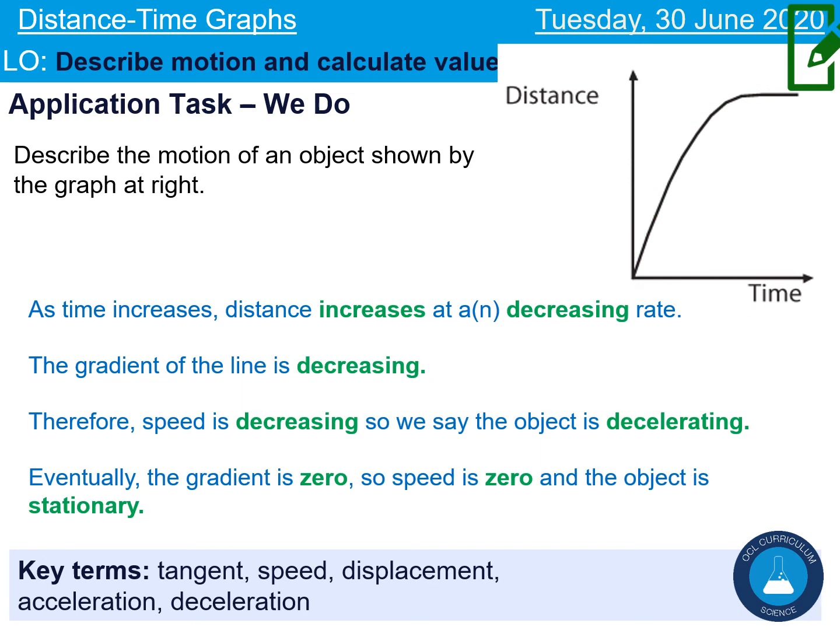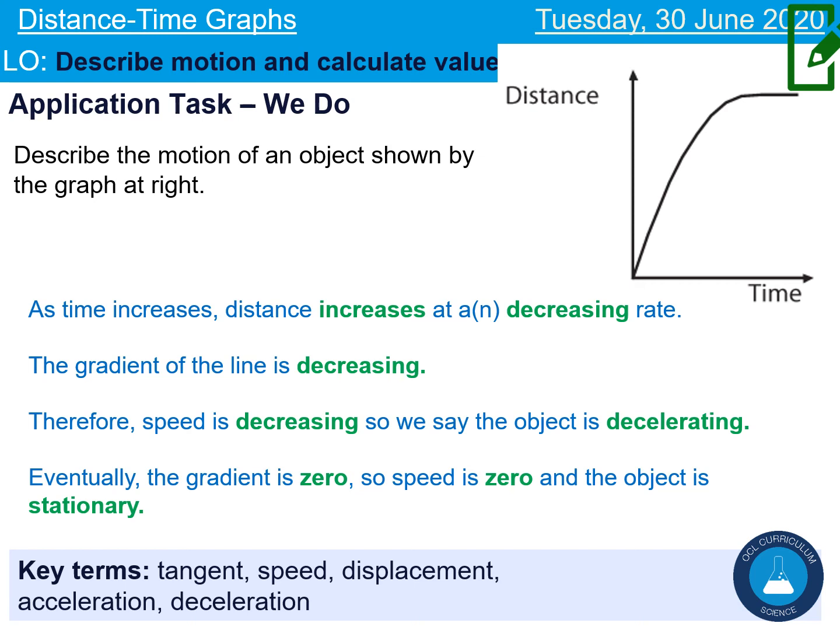The answers to the we do are as follows. As time increases, distance increases at a decreasing rate. The gradient of the line is decreasing. Therefore, speed is decreasing. So we say the object is decelerating. Eventually, the gradient is 0. So the speed is 0 and the object is stationary.